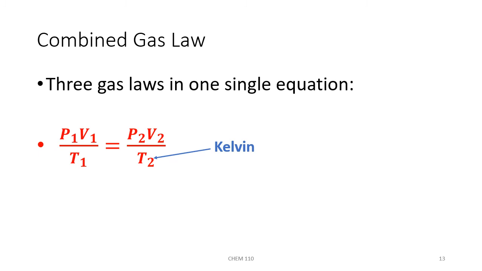Pressure could be in any of those units we talked about, atmospheres, torr, pascals, as long as it's the same on the left-hand side and the right-hand side. Volume could also be, for example, in units of milliliters or liters, or technically even centimeters cubed, as long as it matches. The only requirement is that we're using the absolute temperature scale of Kelvin so that it's always a positive temperature that we're plugging in.